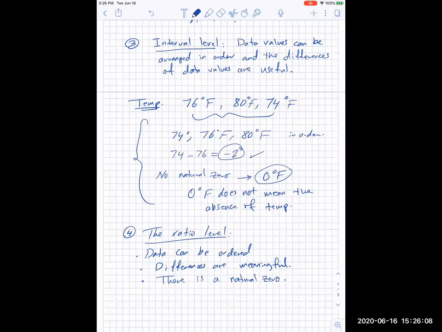Yes, I have a comment from Matt. So 0 degrees, is it? Yes, you're right. 0 degrees is an actual temperature. It does not mean that at all.